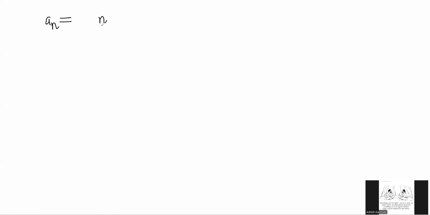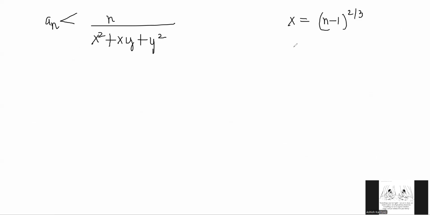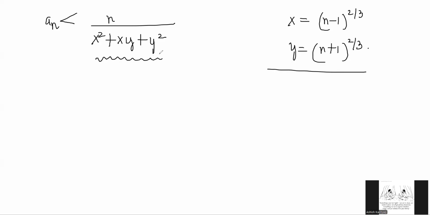So now we are getting a_n is less than n divided by x square plus xy plus y square, where we know what x is. x is (n minus 1) power 2/3 and y is (n plus 1) power 2/3. So can we make it a little better here, simplify this a little bit? What can we do to simplify this a little bit? Think of some good way to simplify it.